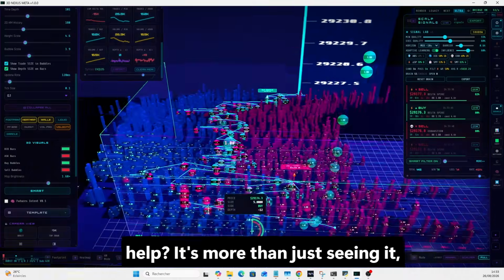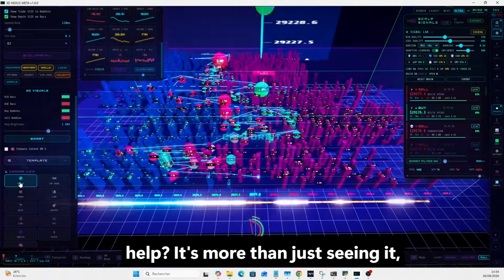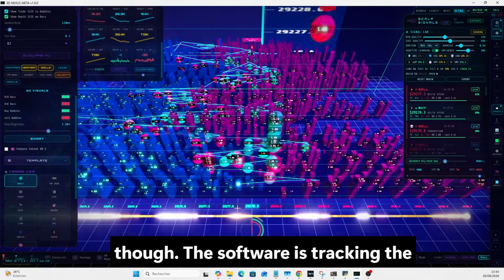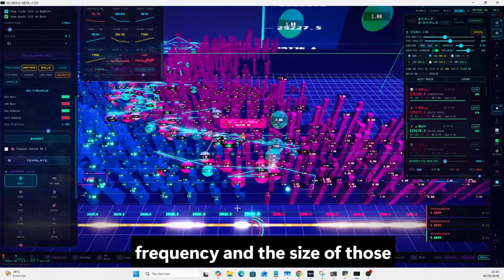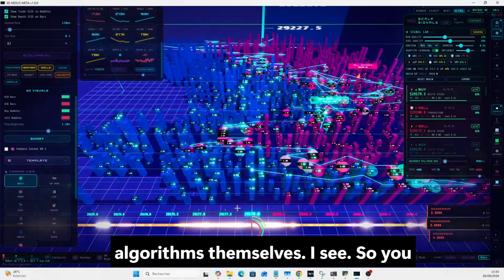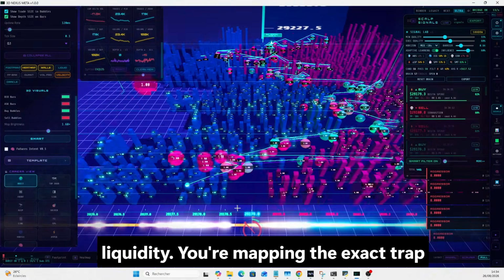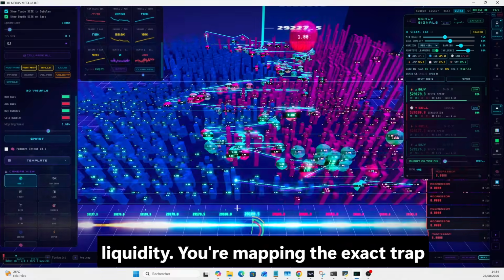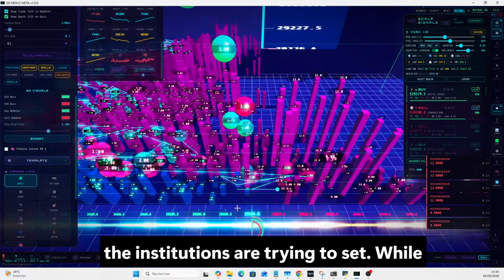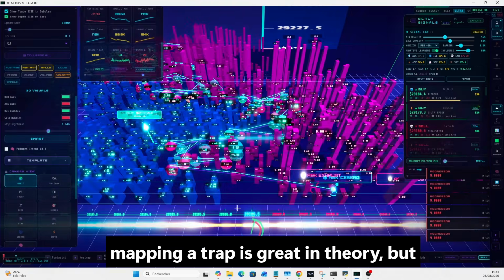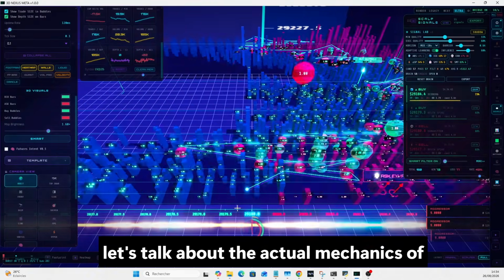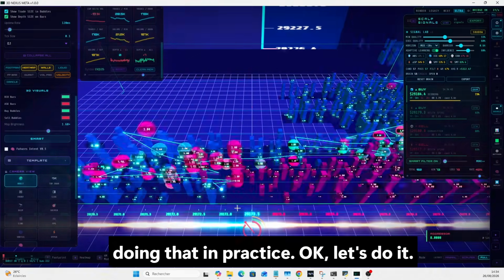Right, so you see a ghost of a canceled order. How does that help? It's more than just seeing it, though. The software is tracking the frequency and the size of those cancellations to identify the spoofing algorithms themselves. I see. So you aren't falling into the trap of vanishing liquidity. You're mapping the exact trap the institutions are trying to set. Well, mapping a trap is great in theory, but let's talk about the actual mechanics of doing that in practice.